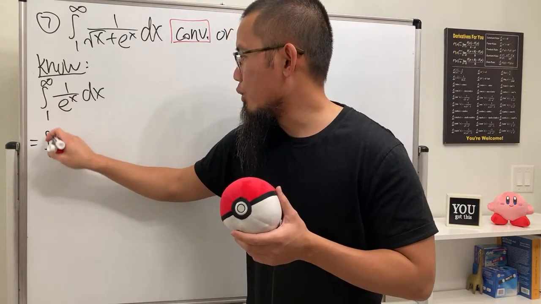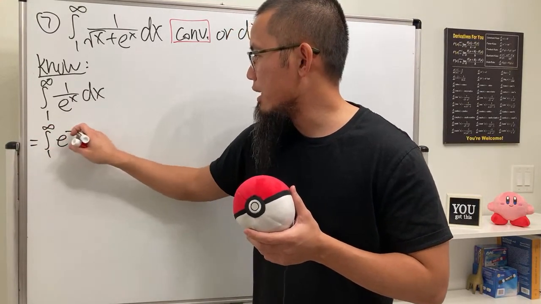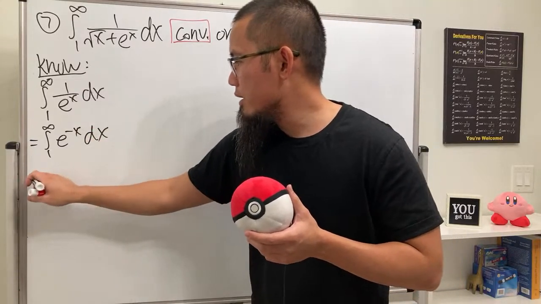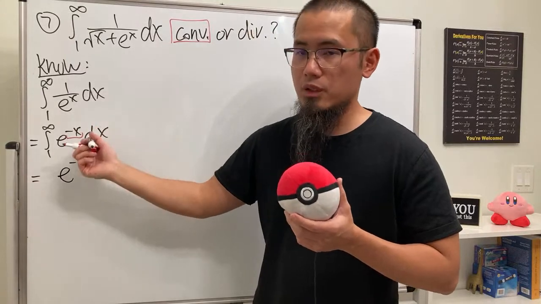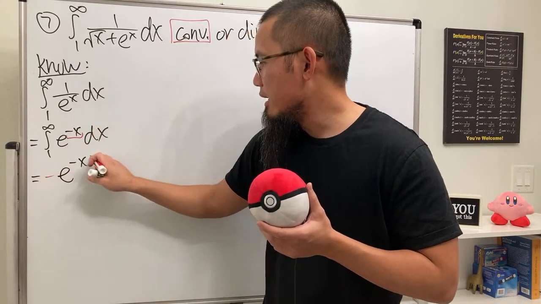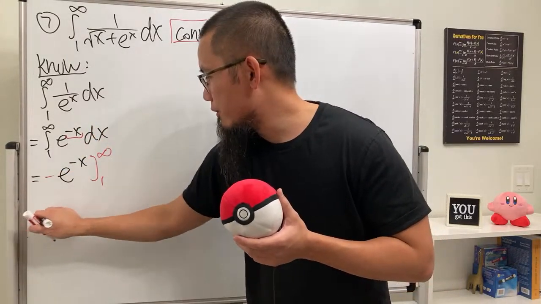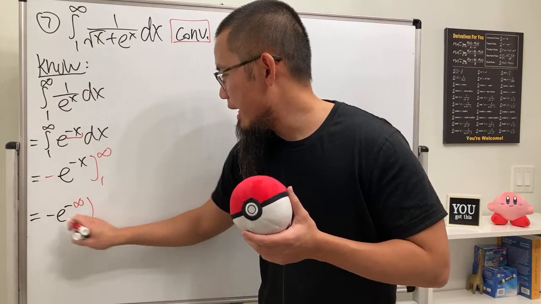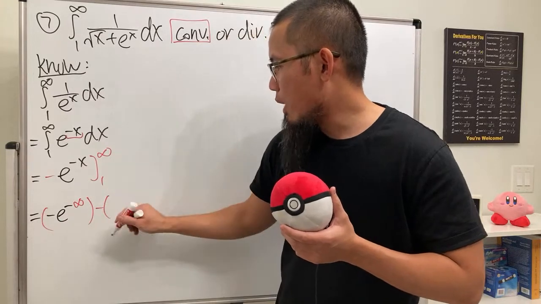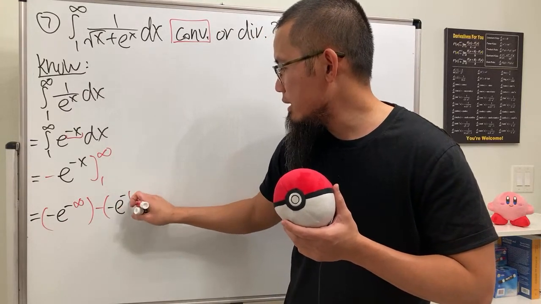So this is the integral going from 1 to infinity, and we have e to the negative x dx. Integrating this right here stays, but you have to divide it by -1, right? So you have negative like that. And then you plug in. So the first term is negative e to the negative infinity. And then minus plugging 1. So you have negative e to the negative 1.